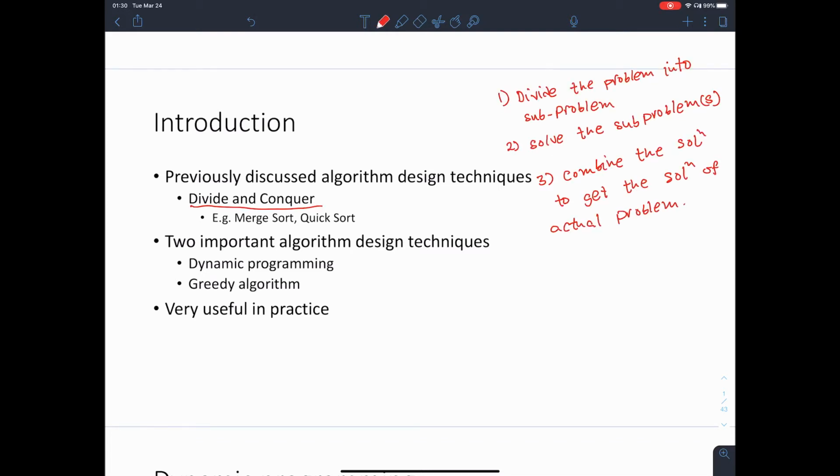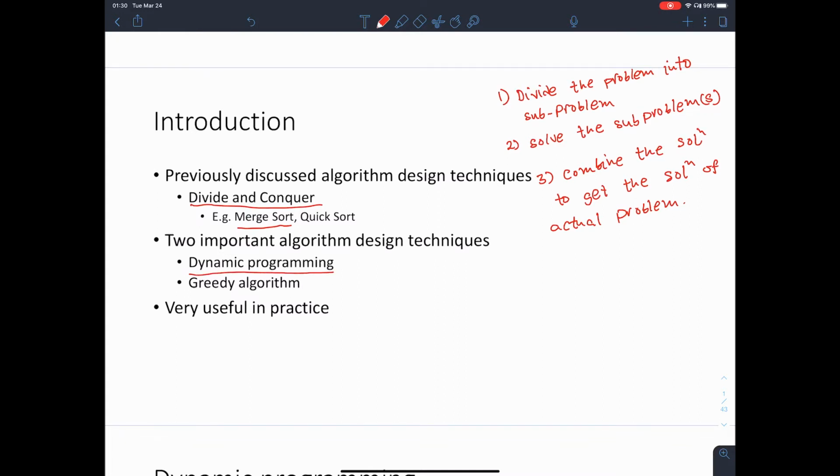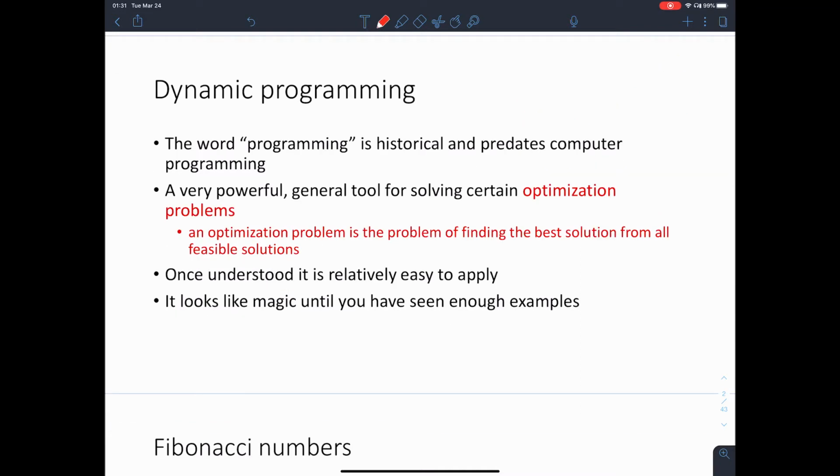One example of using the divide and conquer algorithm design technique was merge sort. Another example is quicksort. We will be talking about two new important algorithm design techniques. One, dynamic programming, and second, greedy algorithm. These are very useful algorithm design techniques to solve different kinds of problems in practice. Today's topic is dynamic programming.